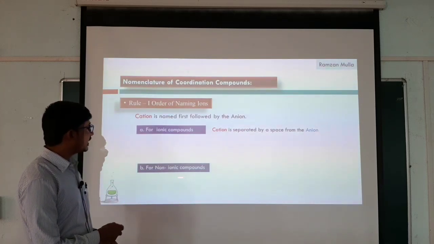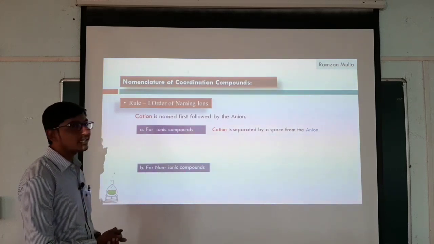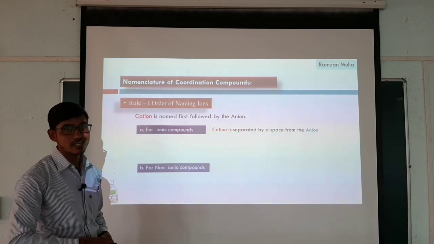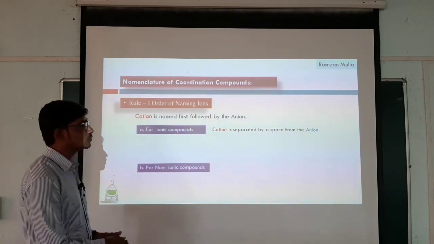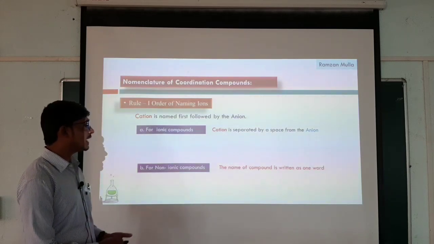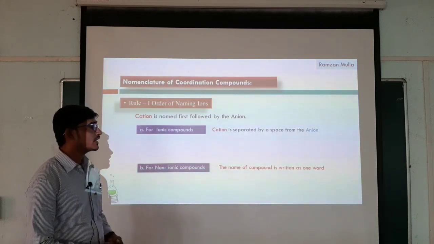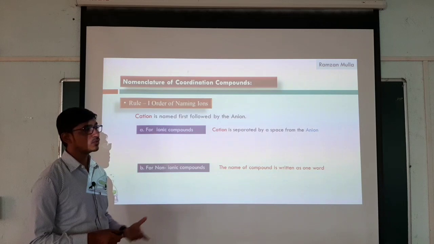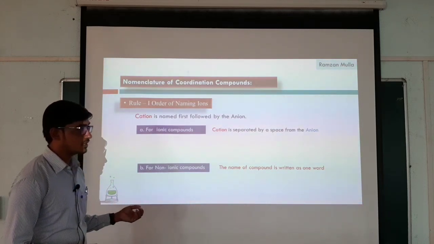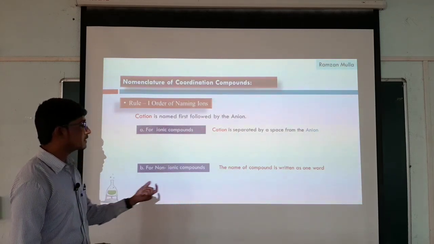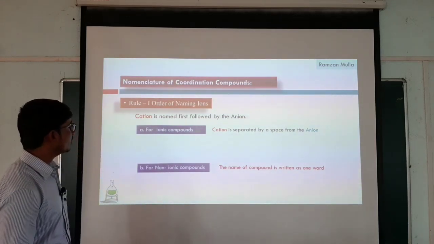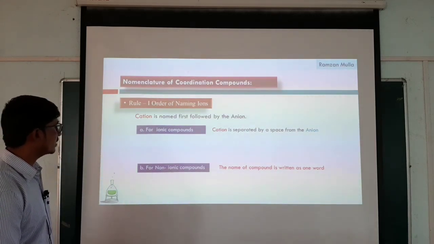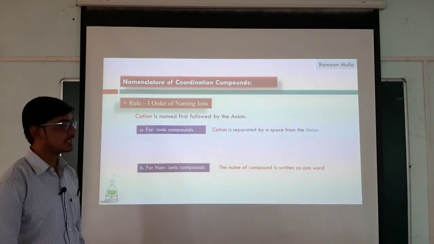Next one is non-ionic compounds, which are those that do not carry any kind of charge. They may also be called neutral ligands. Neutral ligands are always written as one word. Whenever we write the name of such neutral ligands, we write it as just one word. Let's see some examples for these ionic compounds as well as for the non-ionic compounds.